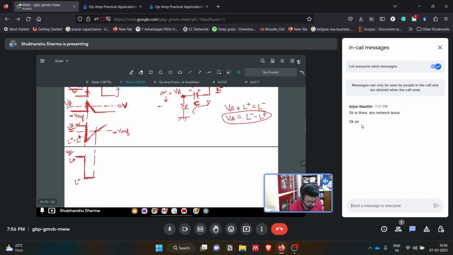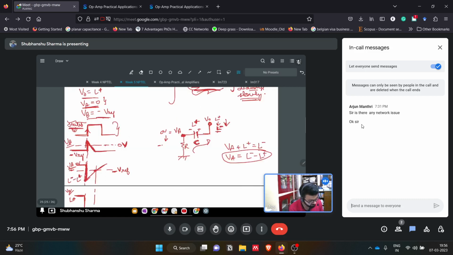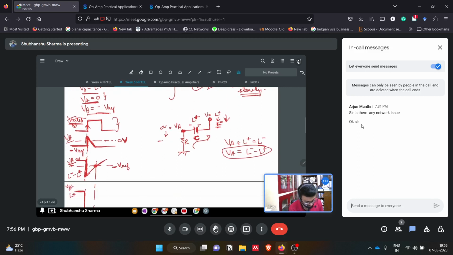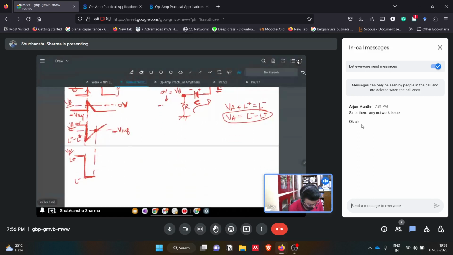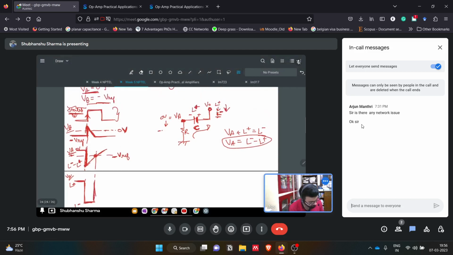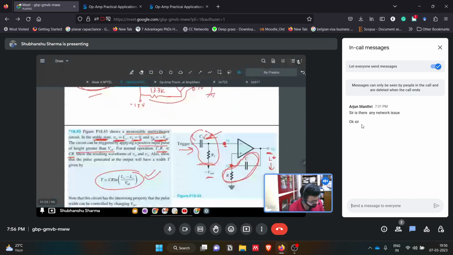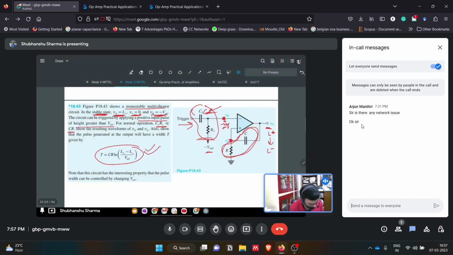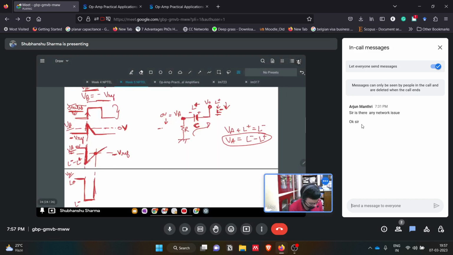Once the VA voltage reaches minus Vref, since the capacitor is charging again, it will charge and reach minus Vref. Then what will happen? This voltage will again be minus Vref. So this VB is now minus Vref here.